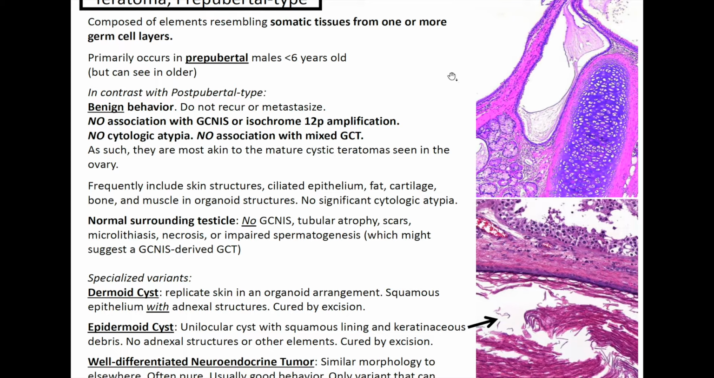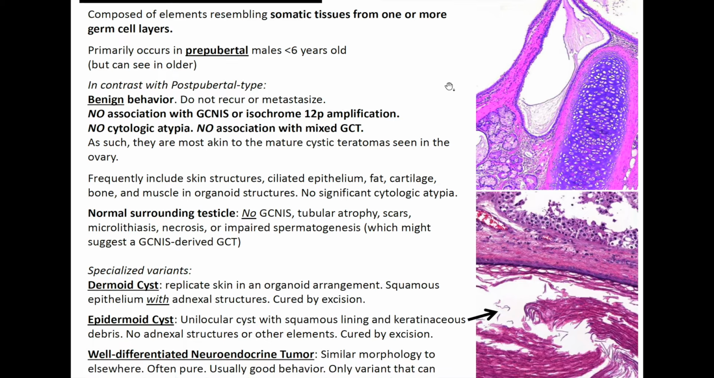All right, next up we've got teratoma, prepubertal type. We already talked about the postpubertal type, and now we'll talk about the prepubertal type. So these are composed of elements resembling somatic tissues from one or more germ cell layers. And these primarily occur in prepubertal males under 6 years of age, but they can be seen in older patients as well. So in contrast with postpubertal type, prepubertal teratomas have benign behavior.